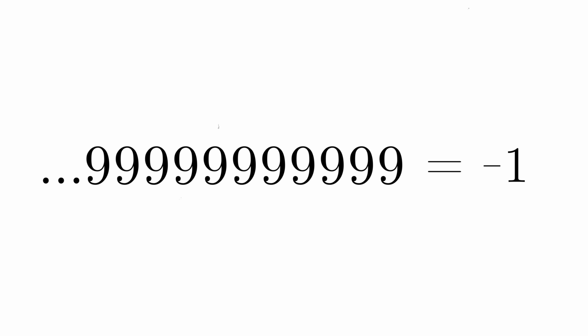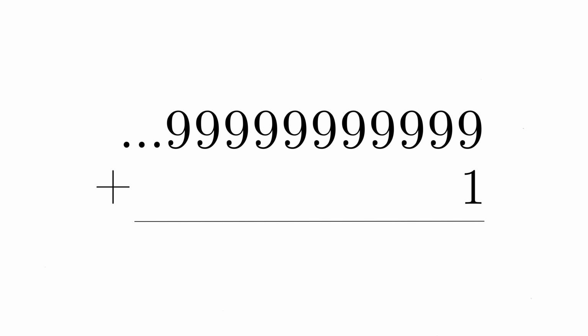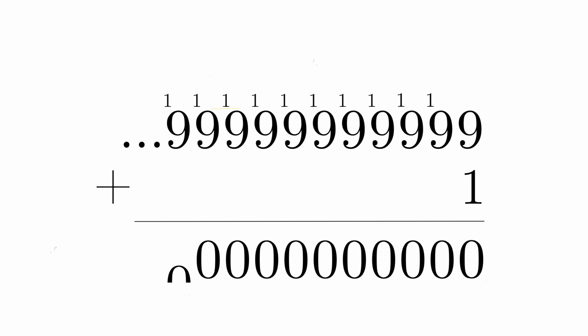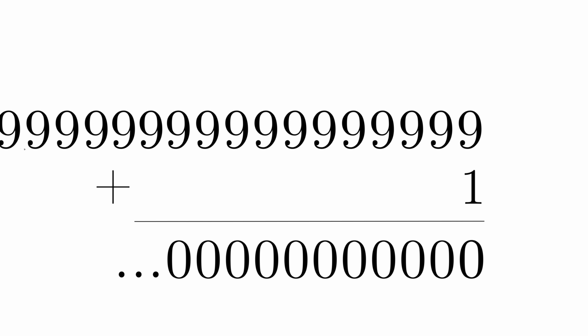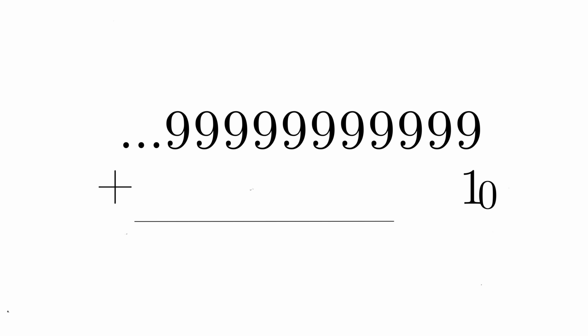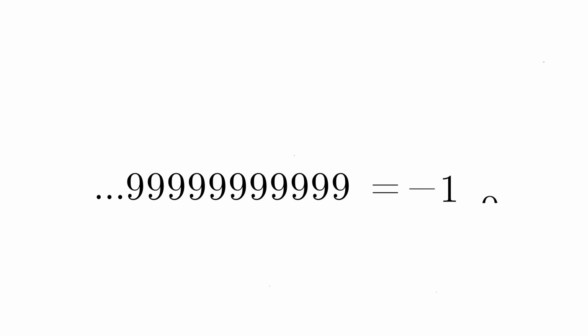Now, I know that seems weird, so let's try adding 1 to it. Well, 9 plus 1 is 10, carry the 1. 9 plus 1 is 10, carry the 1, and you just keep doing this all the way down the line, and every digit becomes 0. I know it seems like at some point you're going to end up with a 1 all the way down on the left, but this never happens because the 9s go on forever. All 9s plus 1 equals 0, therefore all 9s must be equal to negative 1. This also means that all 9s and then say a 3 equals negative 7.